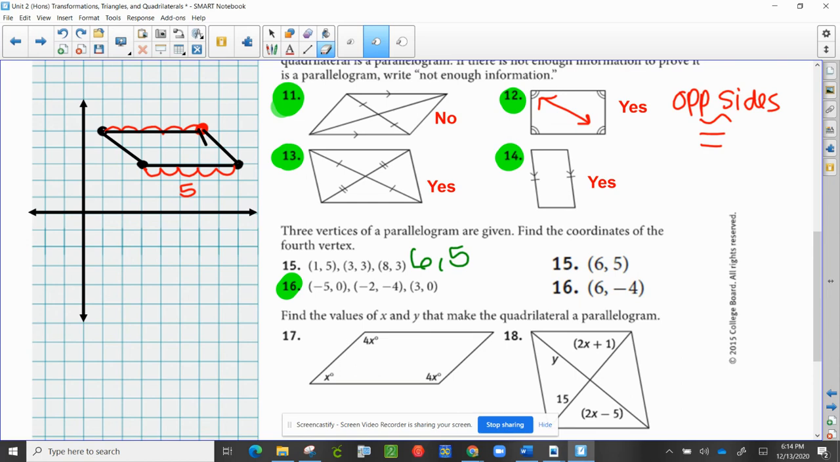So again, proving something is a parallelogram, you can use bisecting diagonals. They have to bisect each other. We could also say it's a parallelogram if you have one set of congruent parallel opposite sides. And we can also say something is a parallelogram if we know that the opposite sides of the quadrilateral are congruent, that both pairs of opposite sides are congruent.